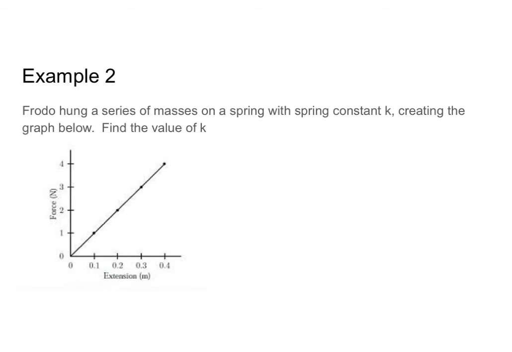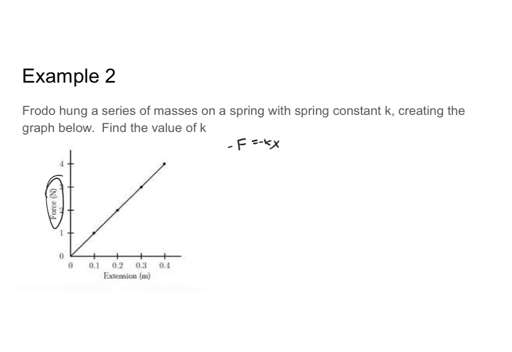Frodo hung a series of masses on a spring with spring constant k, creating the graph below. Find the value of k. So here is my force, here is my extension. Again, we're going to assume that they are in opposite directions, even though both are positive here. And the value of K, so we know that force is equal to negative K times X. And we're going to assume here that the force here is kind of the opposite of what our force should be. So we're going to go ahead and say negative of this force is equal to negative Kx.